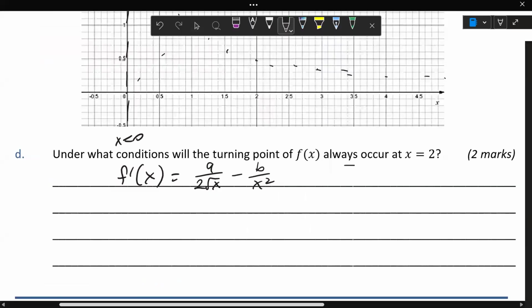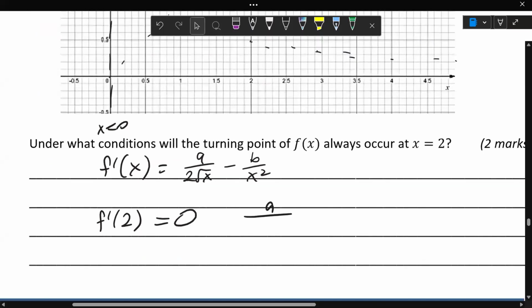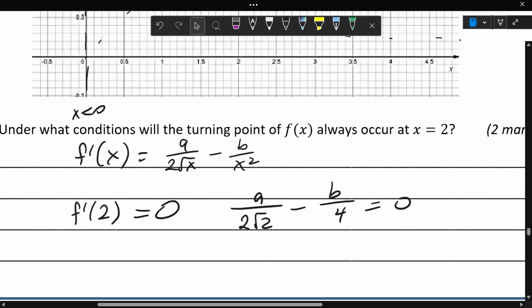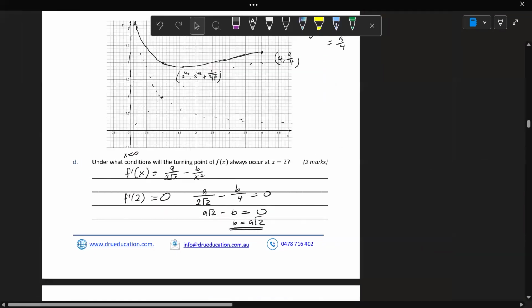Actually, sorry, always occur at x equals 2. So that means f dash 2 should equal 0. So let's sub in 2 here. So a over 2 root 2 minus b over 4 should equal 0. So let's multiply everything by 4. So then it's a root 2 minus b equals 0, so b equals a root 2. And this is the condition that they're looking for.